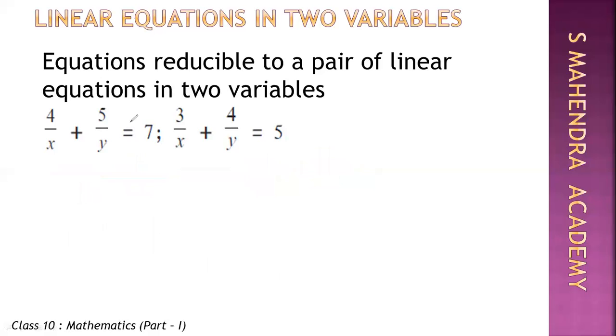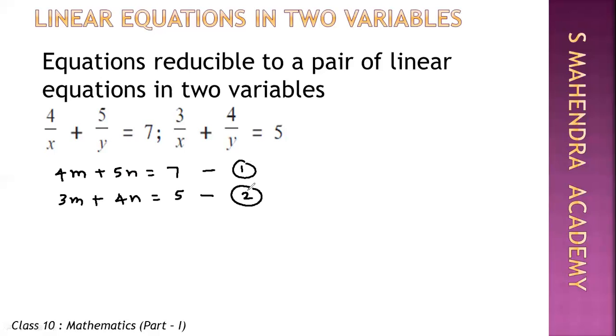So, moving towards the solution of these equations, after reducing them to linear equations in two variables, we will get equation number 1 as 4m plus 5n is equal to 7. This will be equation number 1, and 3m plus 4n is equal to 5. This will be equation number 2. So, we will find out the solution of these equations by the elimination method.